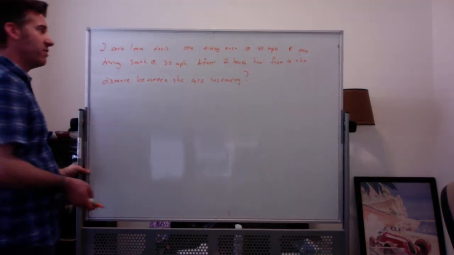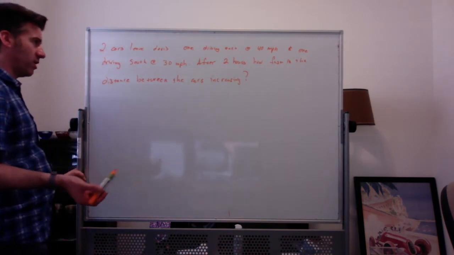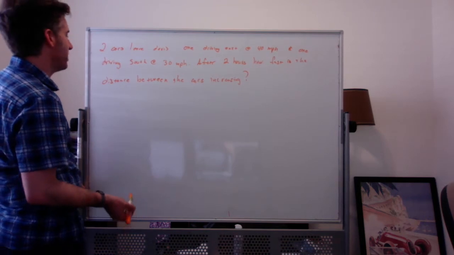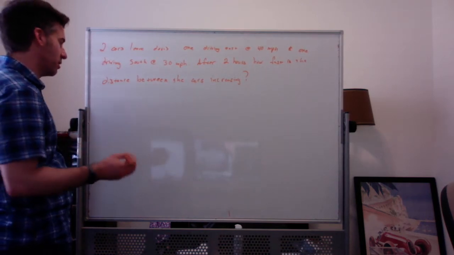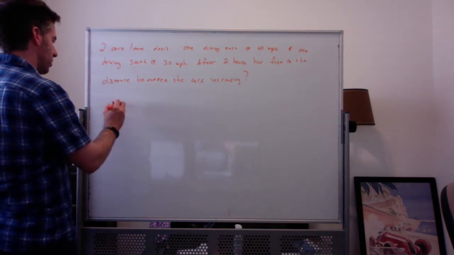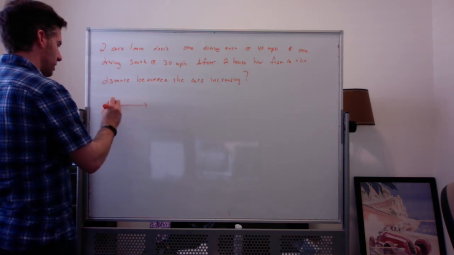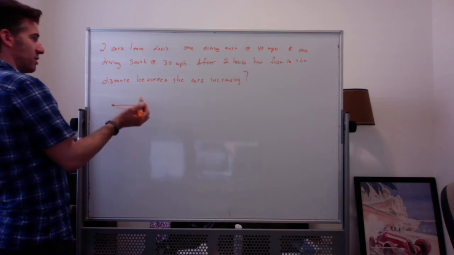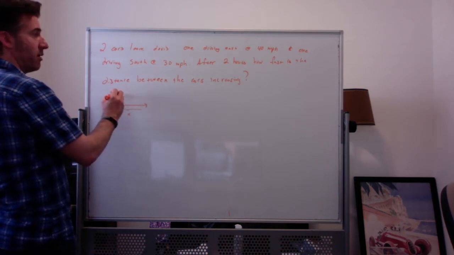Two cars leave Davis, one driving east at 40 miles per hour and one driving south at 30 miles per hour. After 2 hours, how fast is the distance between the cars increasing? So I like to draw a picture. Car 1 is going east. I'm going to call the length it's traveling x, and it's going at 40 miles per hour.